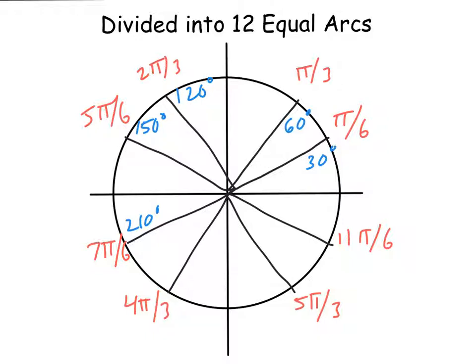Here's 210. 240, I'll skip over 270. Here is 300. And then here's 330. Whoops, not 333. .333 actually isn't on the unit circle, believe it or not.